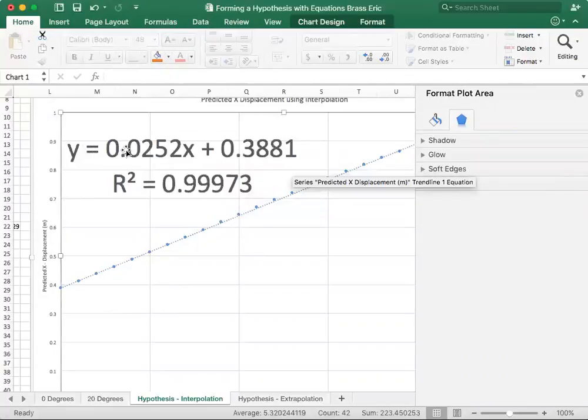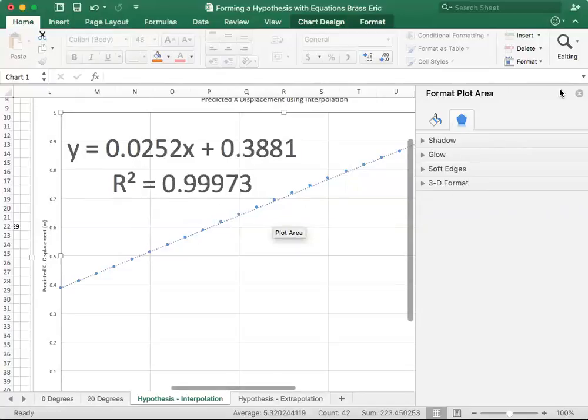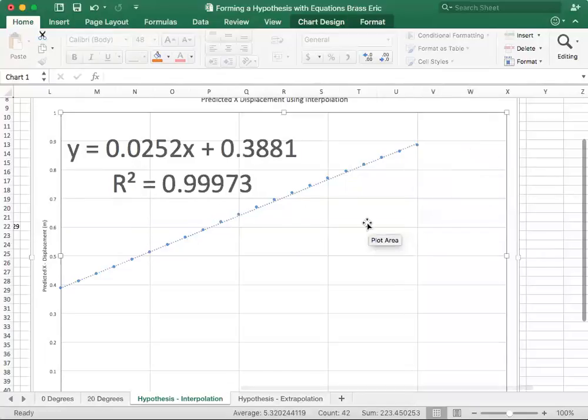So we have y is equal to 0.0252 times x plus the y-intercept. And we have R squared here. This is equal to 0.99973. So we have our equation of our line here, which will allow us to predict what's going to happen. And that's really good. And so let me close this thing so we can see everything well.